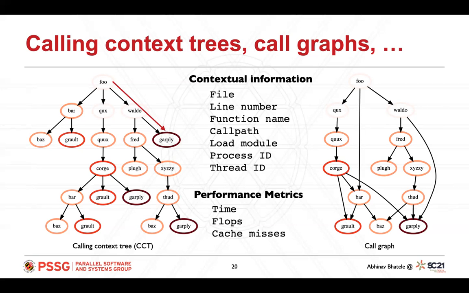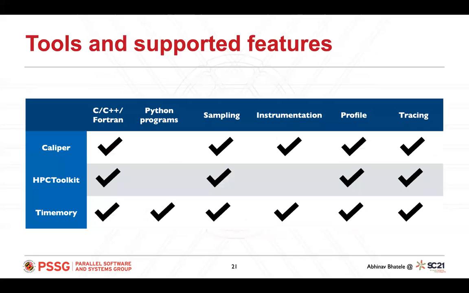The last slide in this first session provides a high-level overview of the functionality provided by the different measurement tools we cover in this tutorial. So all of the tools, Caliper, HPCToolkit, and Tau, have support for C, C++, and Fortran programs. So you can profile any of them with any of these tools. Those are the popular languages used in high-performance computing. If you're working with Python programs, Tau also has support for profiling Python programs.